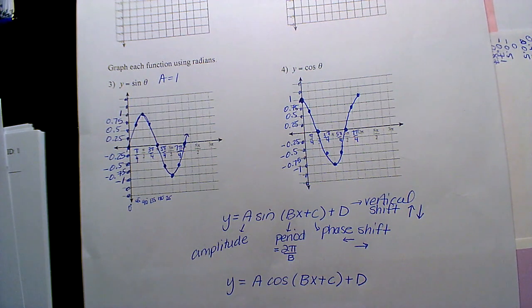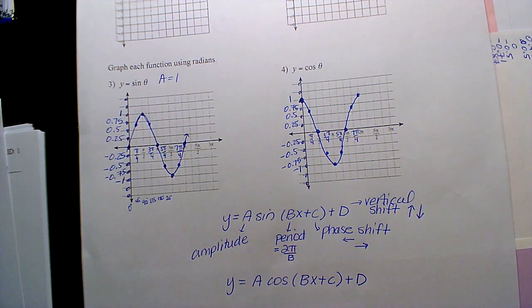On the worksheet, the top one is in degrees. It's identical. It's just in degrees. No, it's the same. Remember, pi over 4 is 45. Pi over 2 is 90. It's identical with the degrees. We can change these, and they're going to look identical.